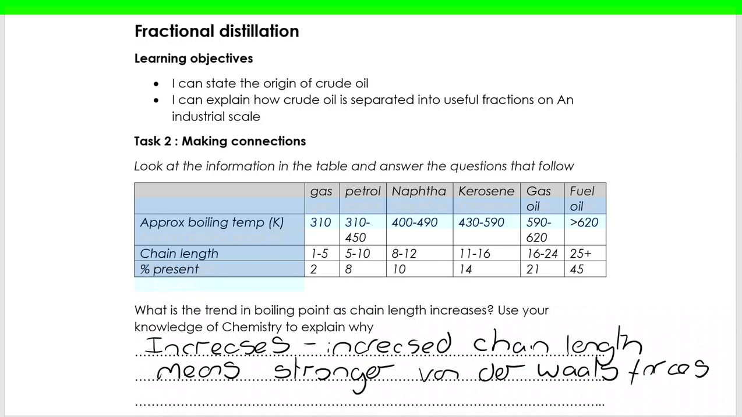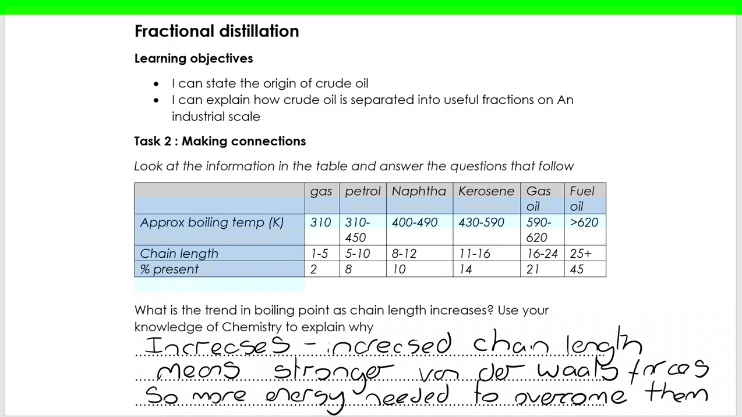Well, from the bonding topic, we learnt about intermolecular forces. It means that in bigger molecules, there will be stronger van der Waals forces. And if there are more stronger van der Waals forces, more energy is needed to overcome them, so the boiling point will be higher. And it's that principle that actually helps us to understand how fractional distillation takes place.